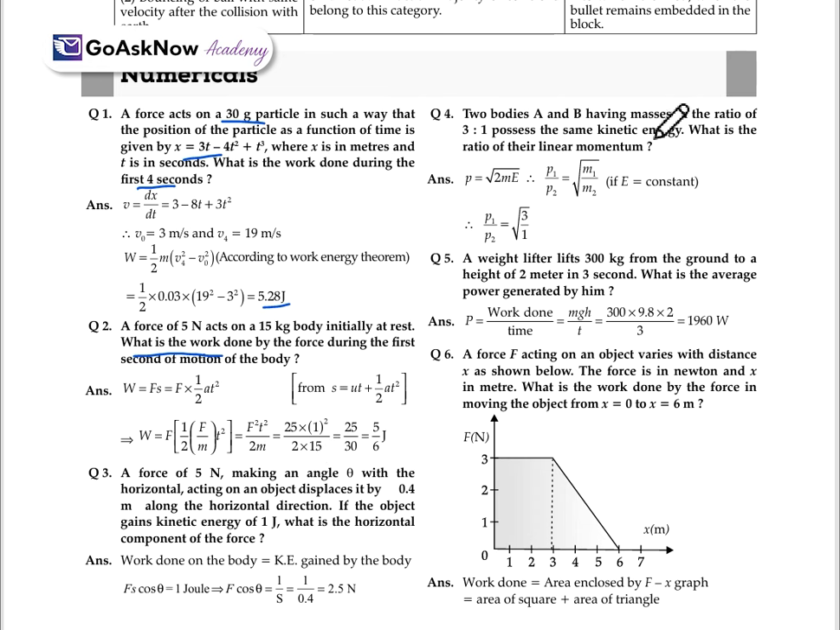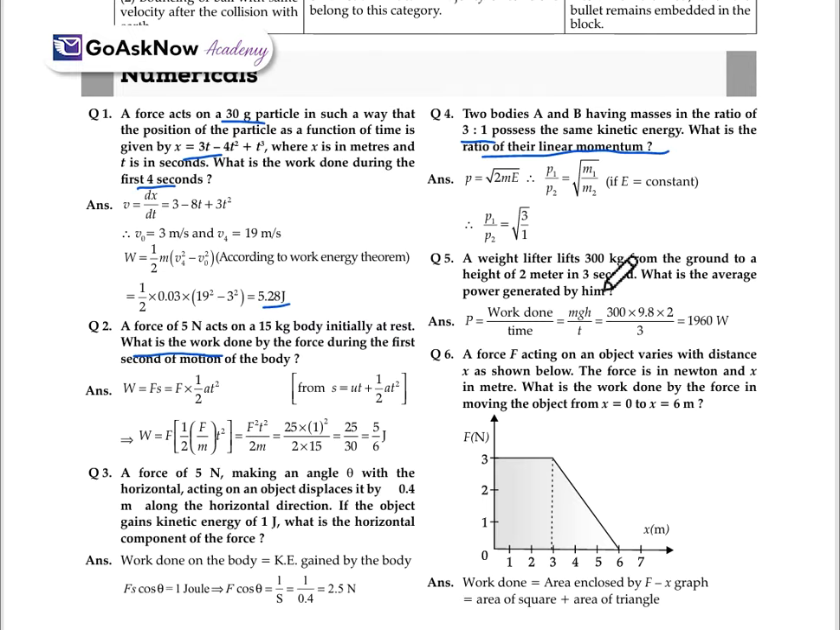Another: two bodies A and B having a mass ratio of 3:1 possess the same kinetic energy. What is the ratio of their linear momentum? We know p = square root of 2mE, so p1 upon p2 is equal to square root of m1 upon m2. Then p1 upon p2 is root 3 upon 1. This will be the ratio.